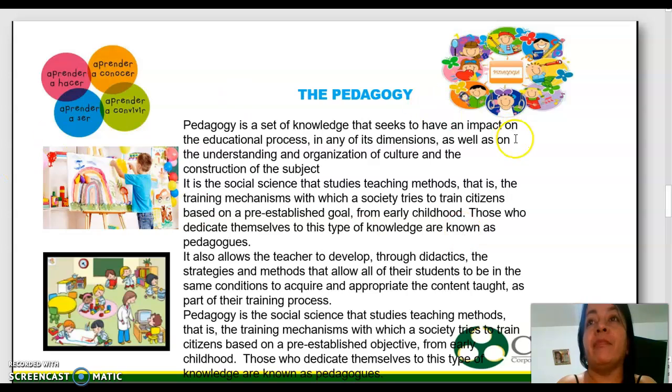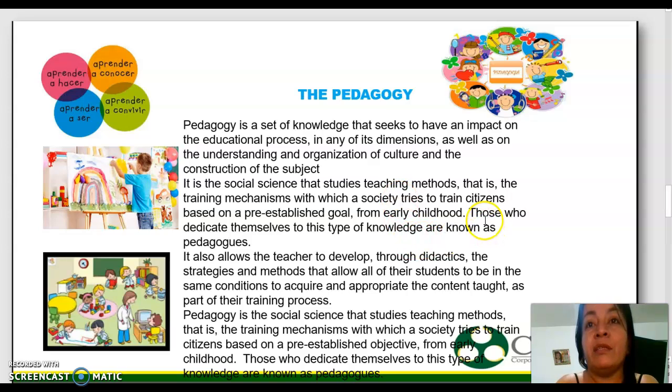Pedagogy. Pedagogy is the work that has an impact on the education process in all dimensions, as well as the understanding of cultural organizations and the construction of the subject. In the social sciences, it studies teaching methods, the training mechanism, to train a system based on pre-set goals from early childhood. Those who directly work in teaching are known as pedagogues.